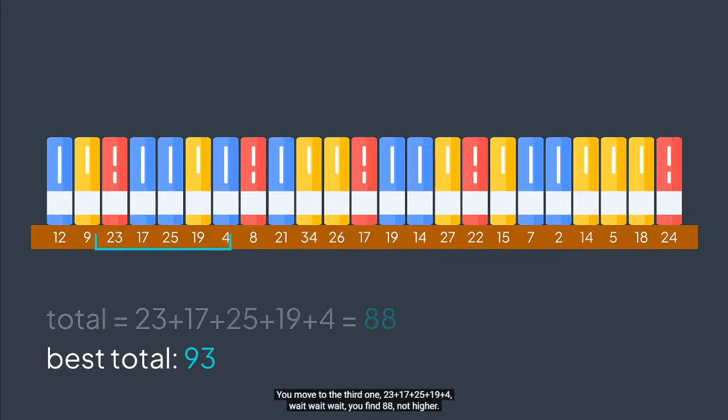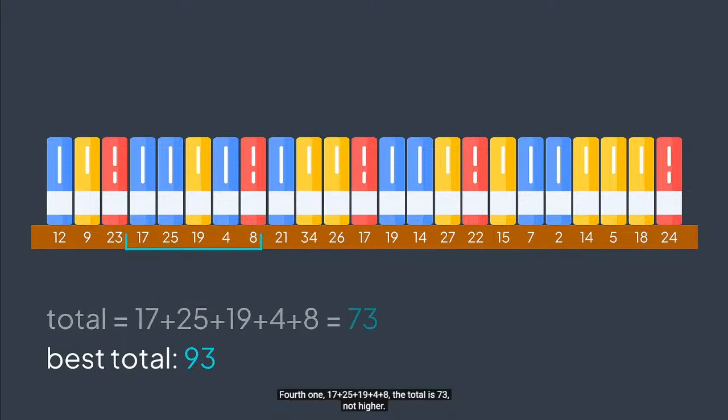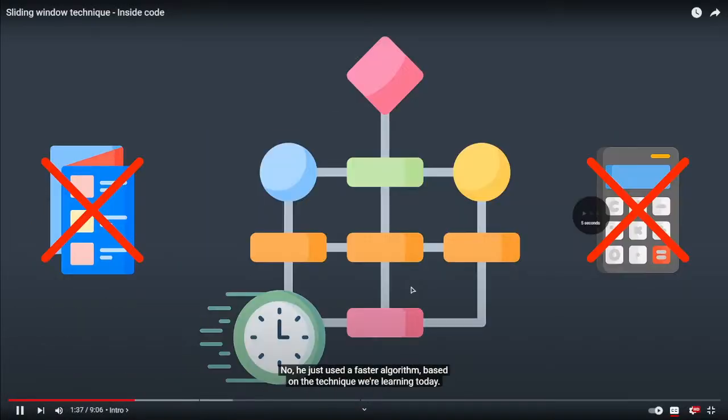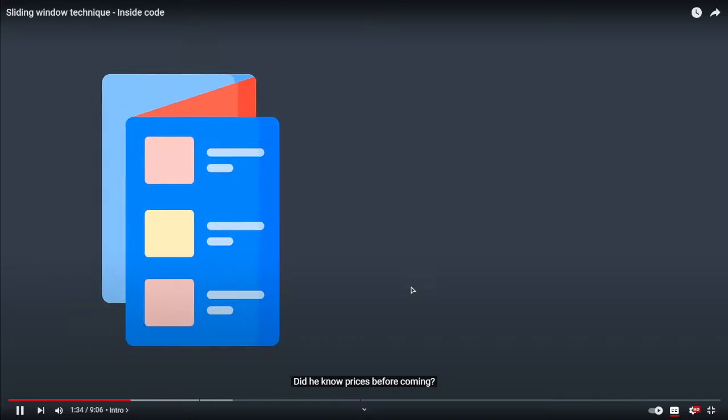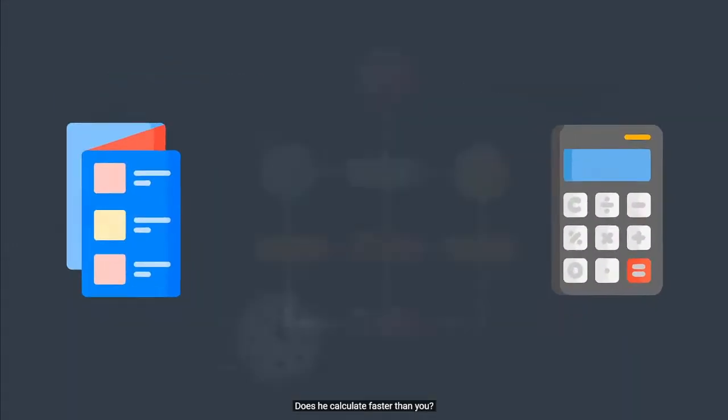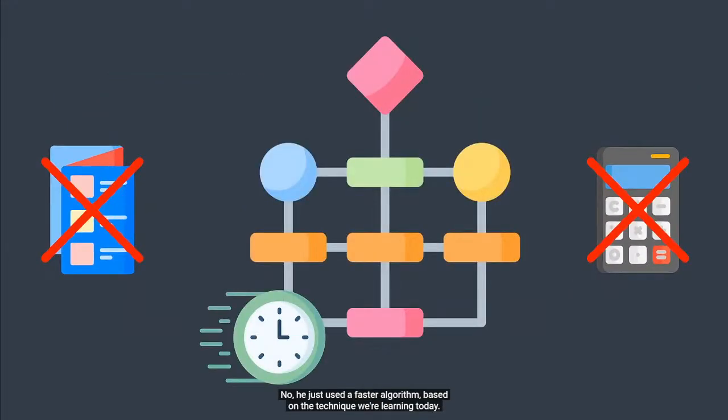You move to the third one, 23 plus 17 plus 25 plus 9 plus 4, wait, you find 88, not higher. Fourth one, 17 plus 25. I see, so that's it. Does the person before coming calculate faster than you? No, he just used a fast algorithm.